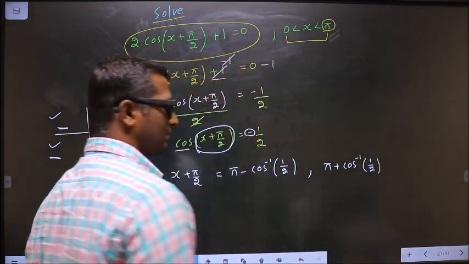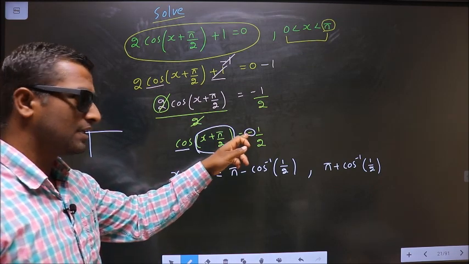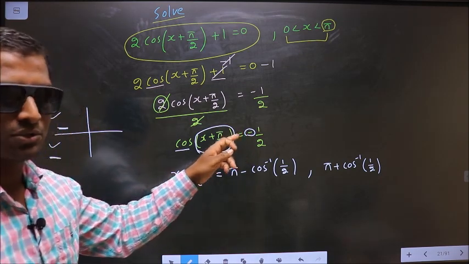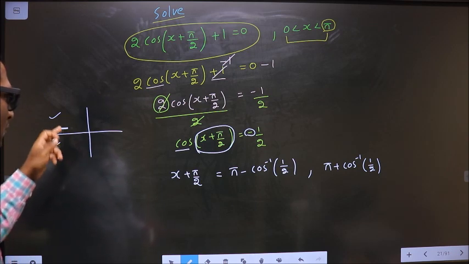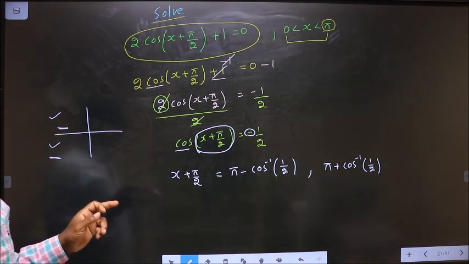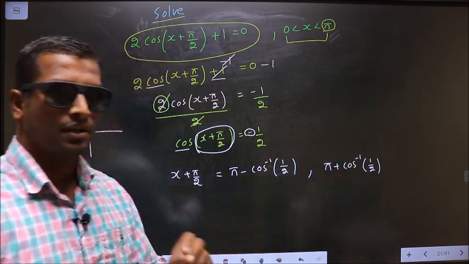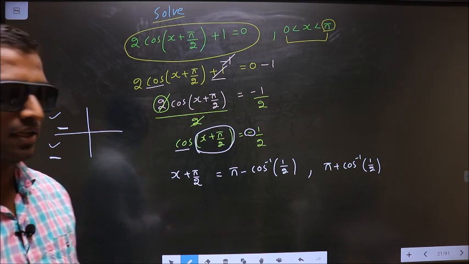cos inverse 1/2. Now, remember this, the negative sign here is only used for selecting the quadrants. Once quadrants have been selected, do not place the negative sign again here. Remember that.